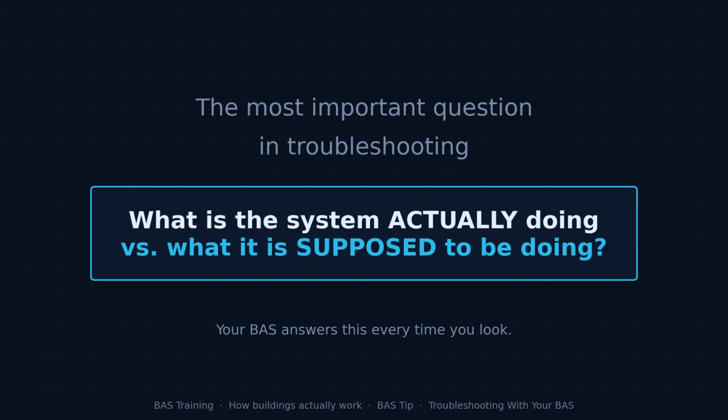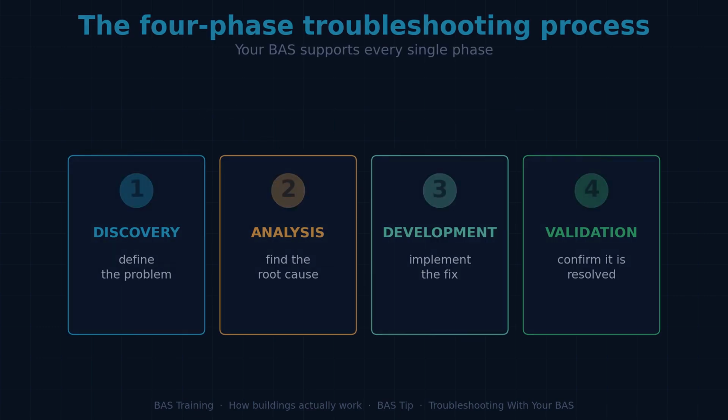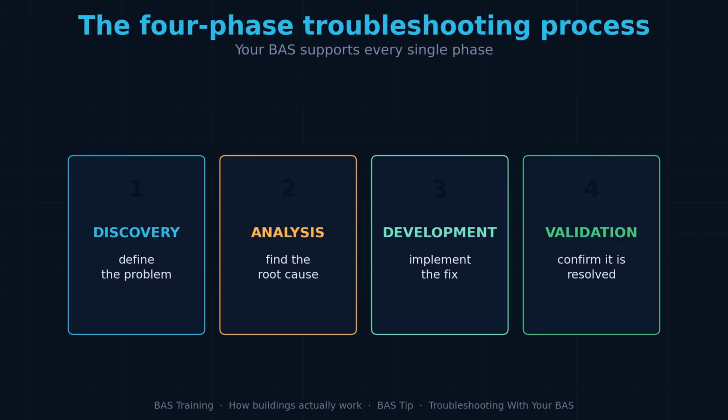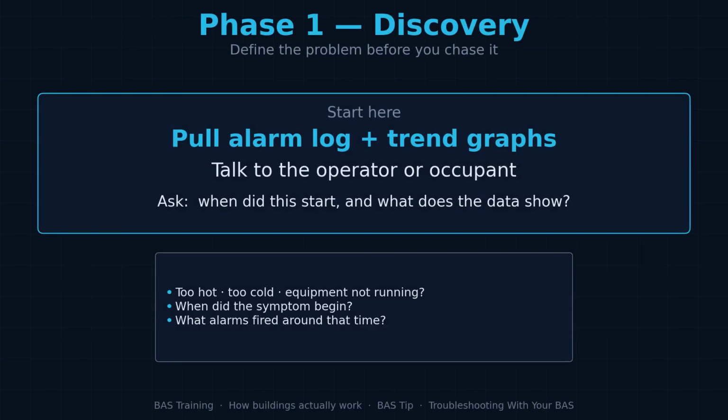Great troubleshooting follows a process. There are 4 phases, and your BAS supports every single one of them. Phase 1, discovery. Define the problem. Start here. Pull up your alarm log and trend graphs. Talk to the building operator or occupant. What are they experiencing? Too hot? Too cold? Equipment not running? Now look at your BAS and ask, when did this start, and what does the data show at that moment?